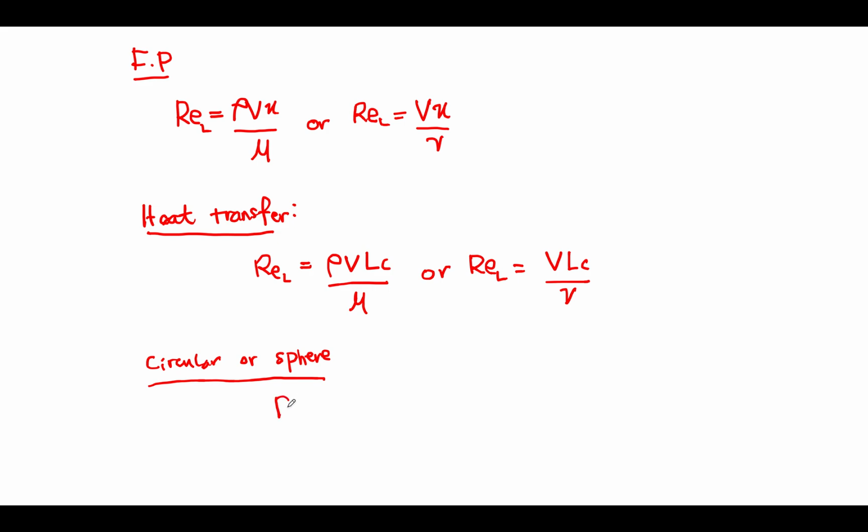So the equation becomes Reynolds number equal to rho times velocity times diameter out divided by mu, or Reynolds number equal to V D out divided by kinematic viscosity. You have to remember that the diameter used in this equation is the diameter out.